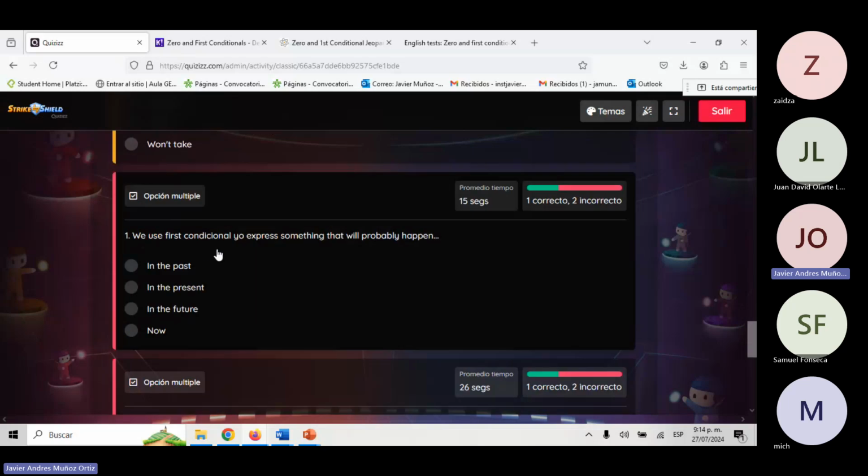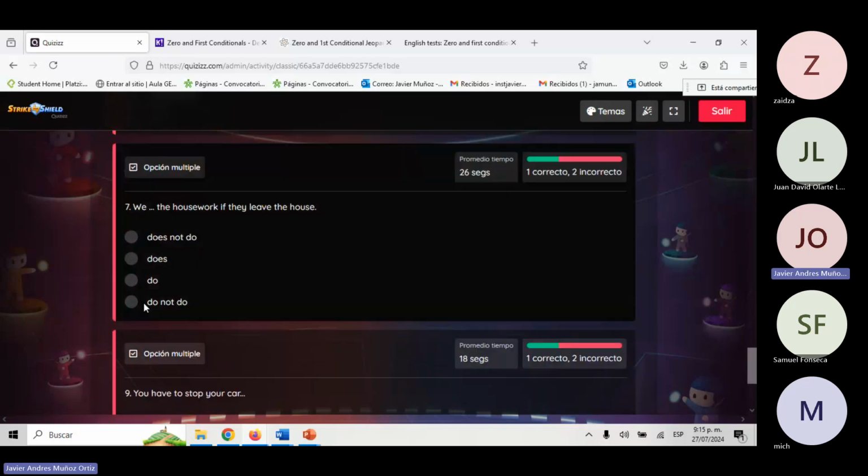We use first conditional to express something that will probably happen in the past. We are not using the past simple with the first conditional. In the present, no. With now, this is zero conditional. In the future, bingo. Okay, let's go with the next one.